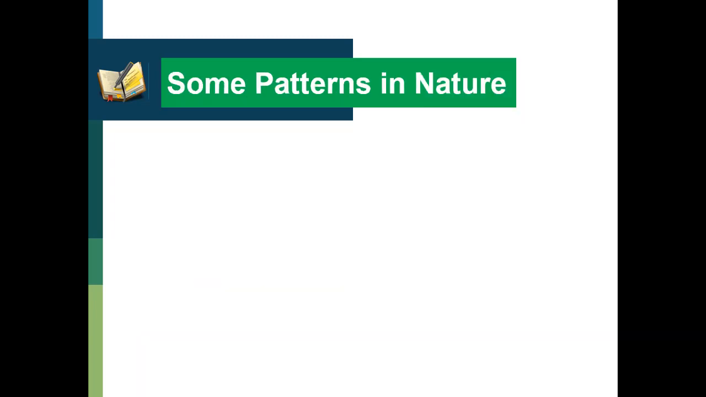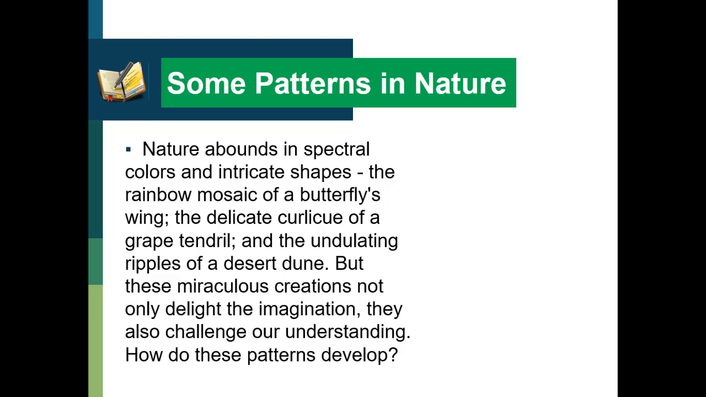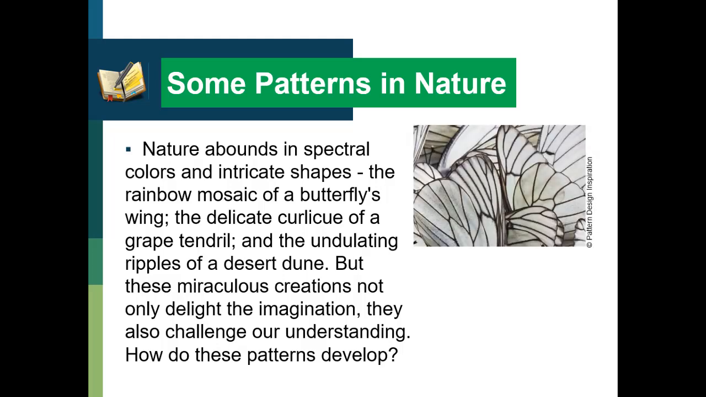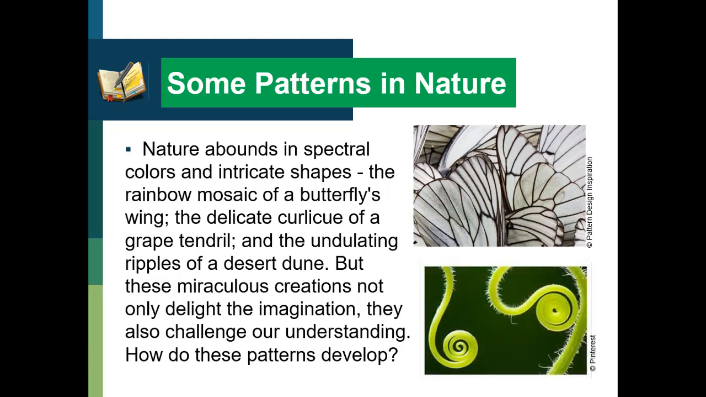Alright, so this time we'll be moving on to some patterns in nature. Nature abounds in spectral colors and intricate shapes. The rainbow mosaic of a butterfly's wing, the delicate curlicue of a grape tendril, and the undulating ripples of a desert dune. Maybe some of you have already seen a desert. You can observe some patterns in its ripples.